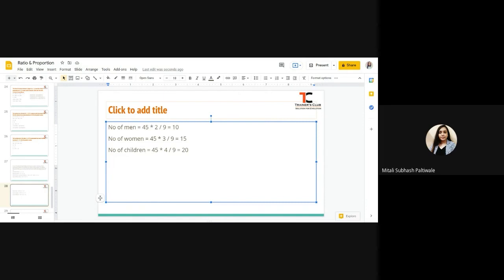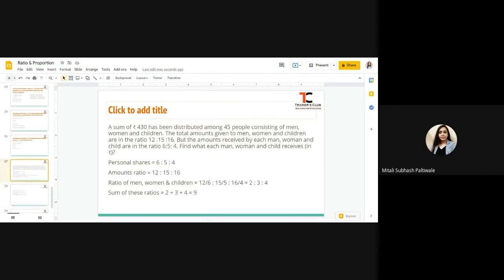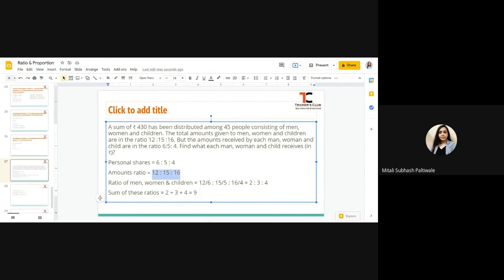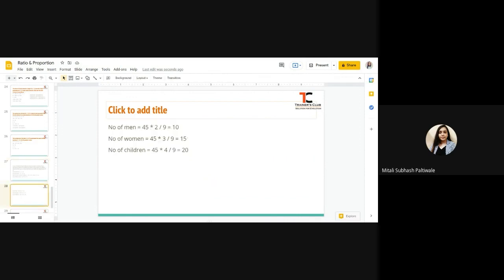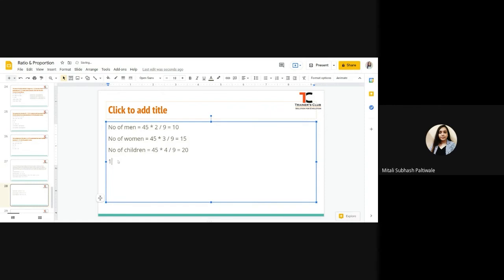Now let's find out, one thing we have to do is divide 430 in the ratio of these amounts. 430 we will be dividing into these ratios. That is, 12x plus 15x plus 16x, which is equal to 430.